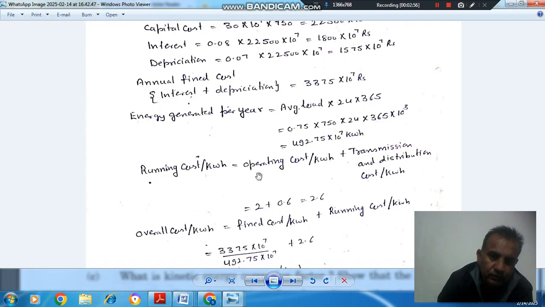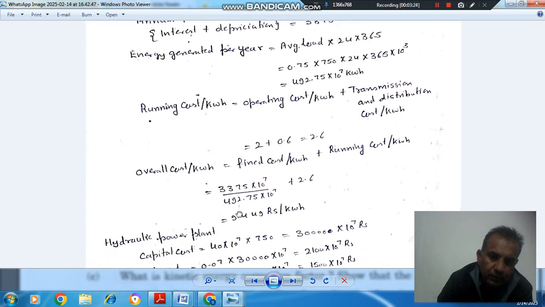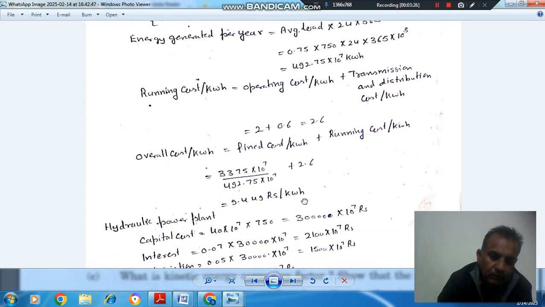Running cost is operating cost plus transmission cost, so that is 2 and that is 0.6, which comes to 2.6. Overall cost is fixed cost per kilowatt hour, that is interest and depreciation, plus running cost per kilowatt hour. Fixed cost per kilowatt hour is 3375 into 10^7 divided by the number of kilowatt hours, so that is 9.449 rupees per kilowatt hour.